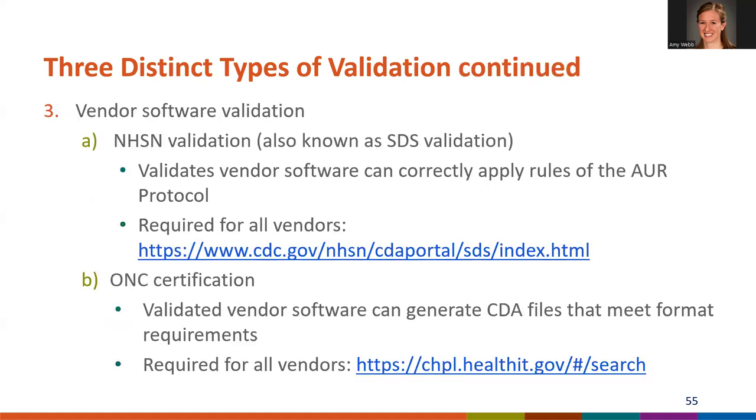And then lastly, we have the vendor software validation. So there are 3A here, NHSN validation, also known as SDS validation, validates that the vendor software can correctly apply the rules of the protocol. And again, that's required for all vendors submitting AUR data to NHSN. And 3B is the ONC certification. So that validation checks that the vendor software can generate CDA files that meet format requirements. And again, that's required for all vendors as well. So you can see that we have many different types of validation and each serve a unique purpose.